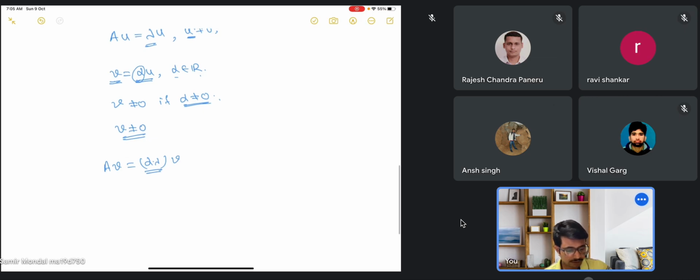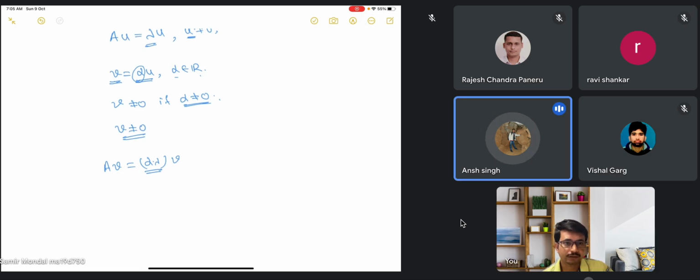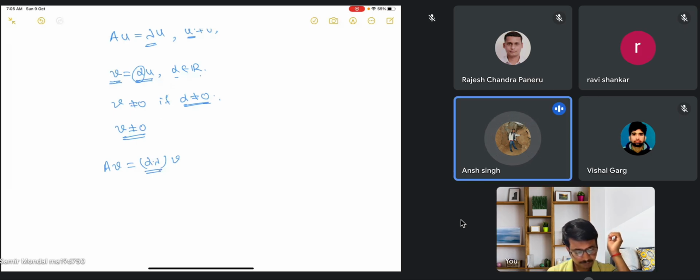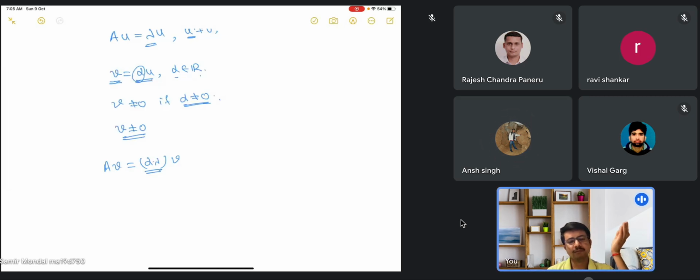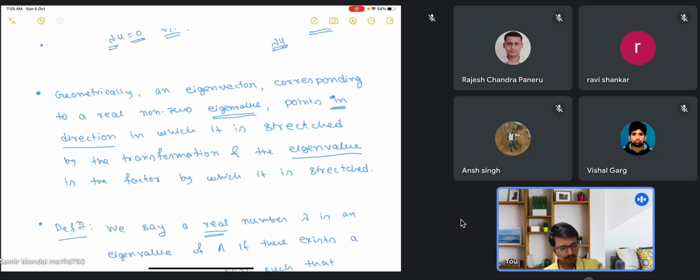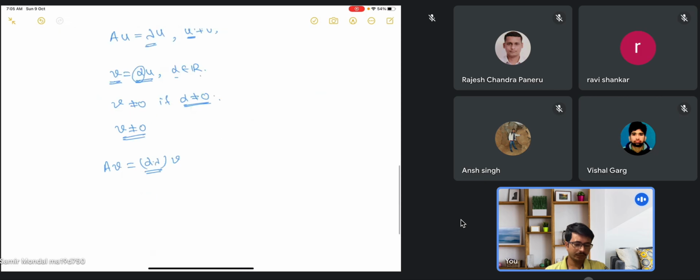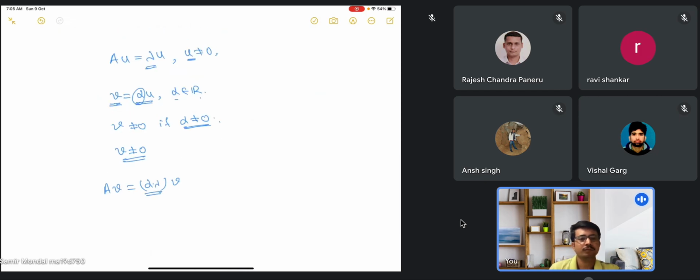But if alpha is negative, it will become anti-parallel, no? If alpha is negative, then it will be in the opposite direction of u. Yeah, opposite direction. For your eigenvector, this is the direction. If you take the negative, lambda also might be negative. Then no issue.